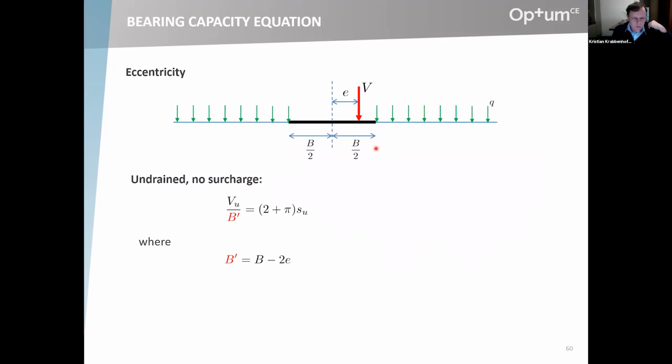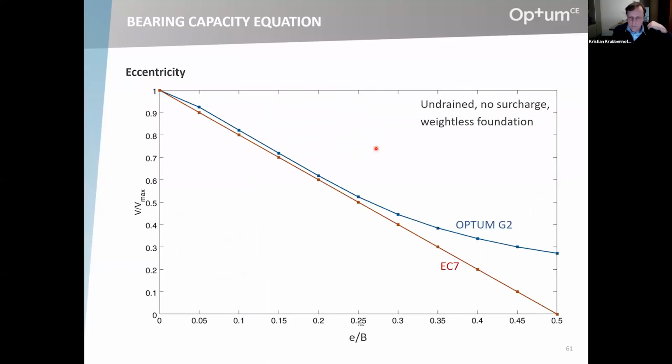I just want to cover the undrained case. So undrained, no surcharge, and that's really simple. Again, proceed as usual. We have the 2 plus pi times SU, and then we should just multiply it by B effective to get the force instead of by the total B. And if you do that, you get something like this. So this is again V divided by V max versus the eccentricity ratio. The code, the bearing capacity equation, just gives us a straight line.